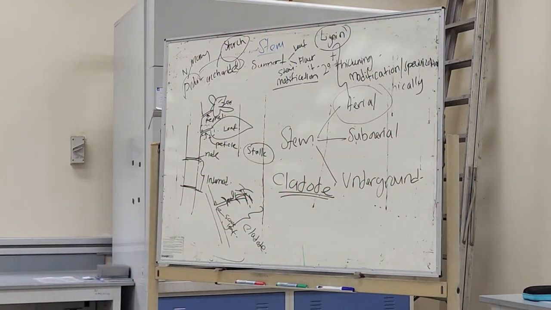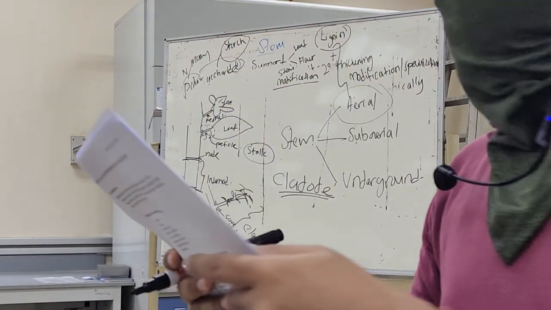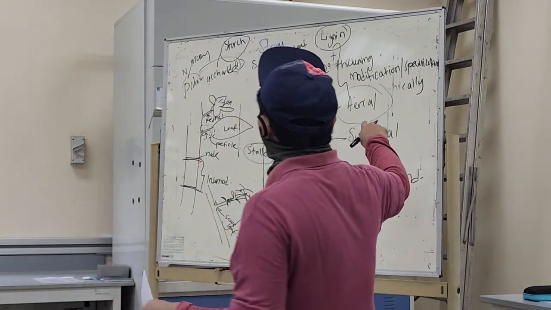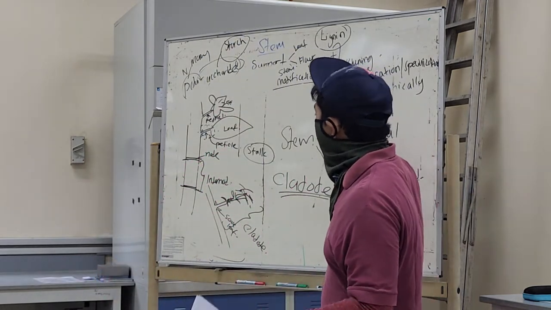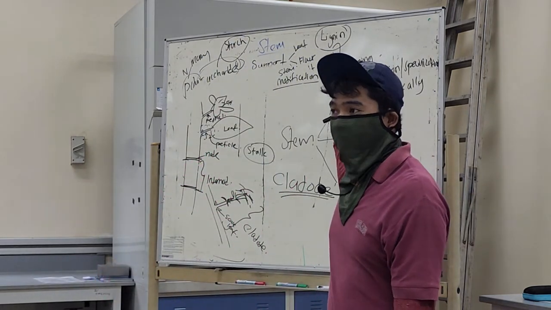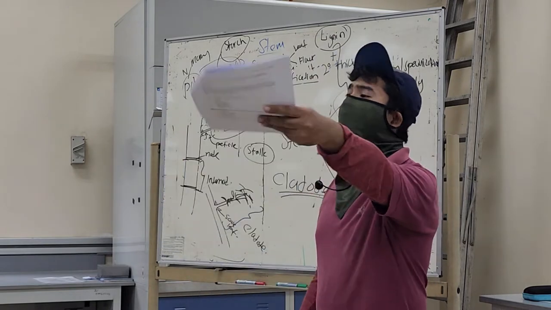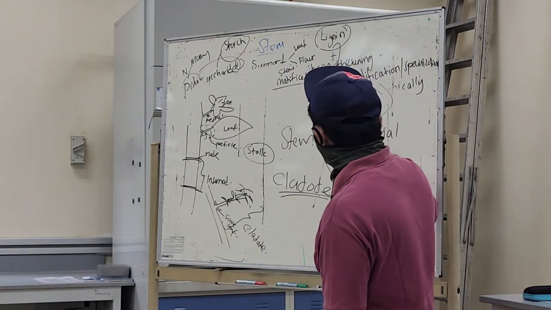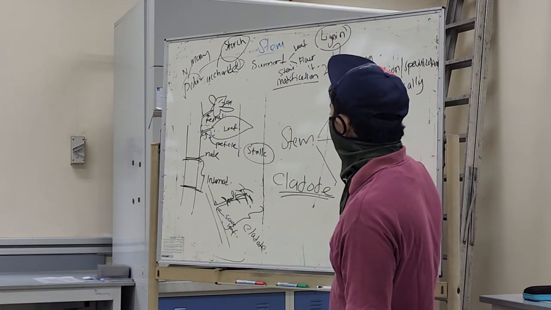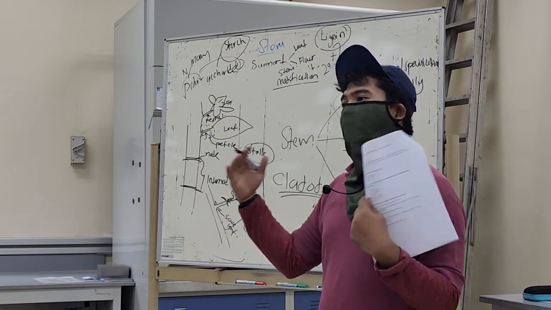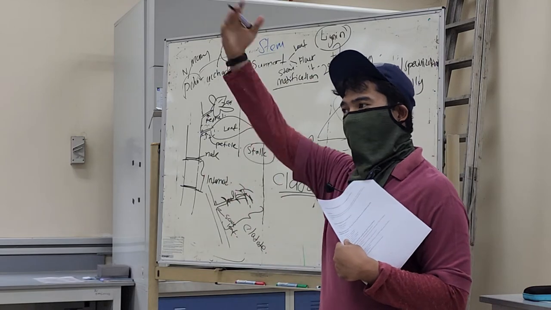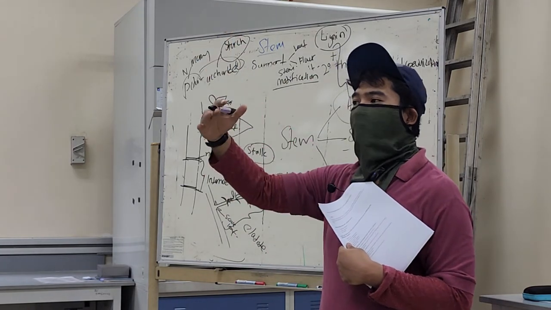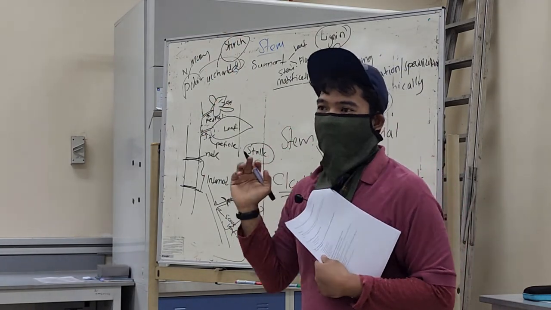Okay, let's see what else. So this is an example of aerial stem. Why is it aerial? It's in the air. Another example is subaerial. Subaerial means part of the stem is exposed to the air, part of it underground.